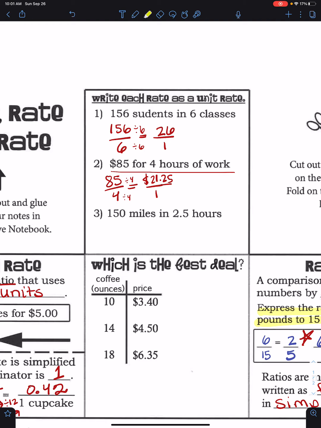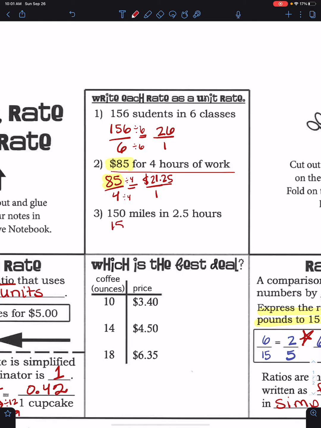And by the way, whenever you have a rate with money, we always put the numerator as the money. We always put the money in the numerator, is what I mean to say, because we always want to know how much money per cupcake, like how much does one thing cost, or how much do you get paid per hour. So we always put money in the numerator for that.